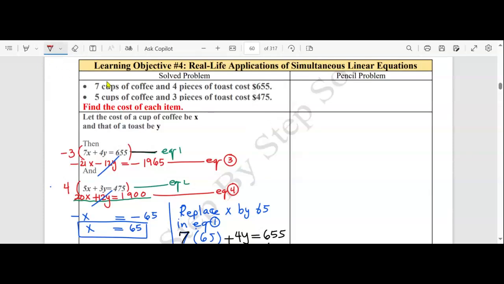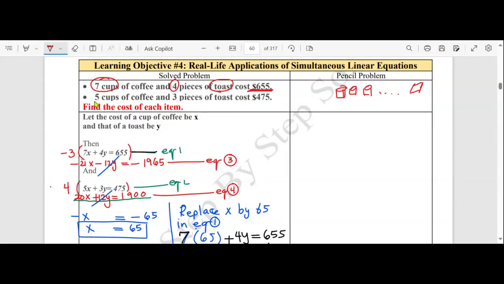Okay, so he gave you how many cups of coffee? 7. So you have 7 cups of coffee, but he didn't tell you how much each cup is, right? And how many toasts? 4. You know what toast is, right? That's like bread, okay? 4 pieces cost how much? 655.